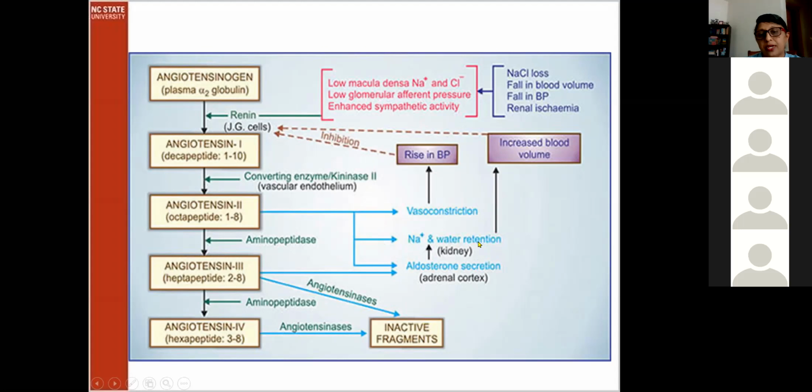And this angiotensin 2 is highly vasoconstrictive. It causes sodium water retention and aldosterone secretion. It causes aldosterone secretion, thereby also causing sodium water retention. So because of the vasoconstriction, there will be a rise in BP. And because of sodium water retention and increased aldosterone secretion, there will be increased blood volume, so that will increase the BP. So the function of angiotensin 2 is to cause vasoconstriction and increase BP.